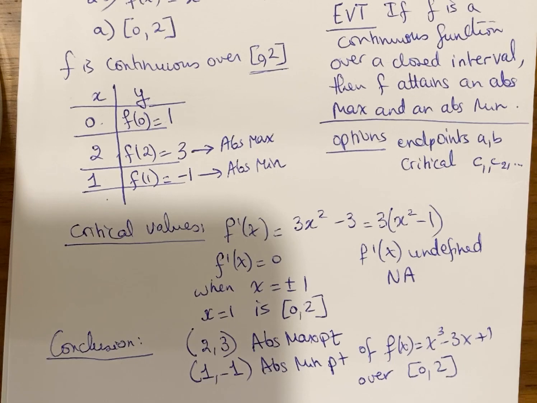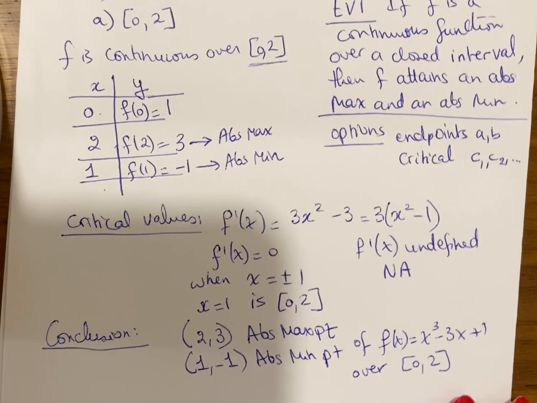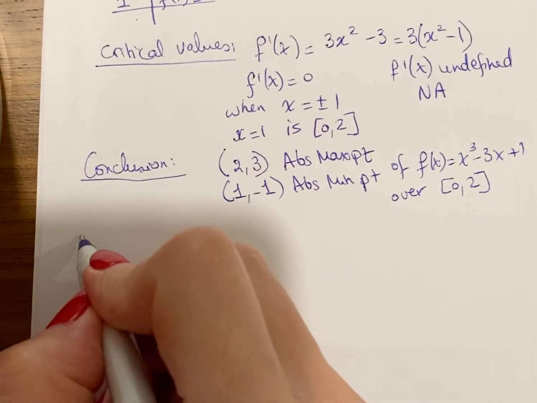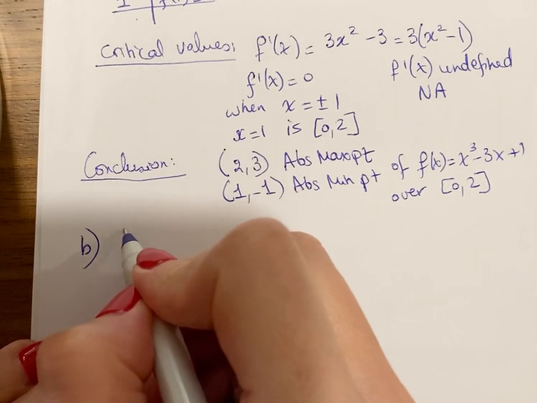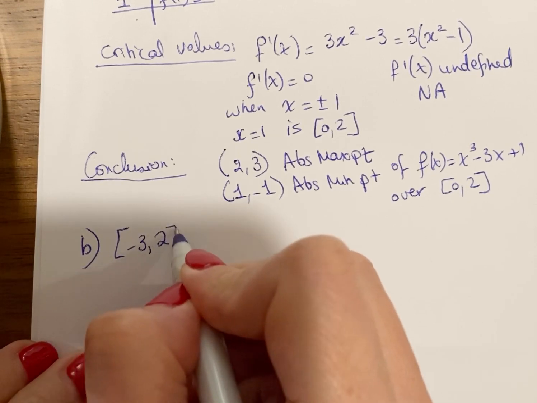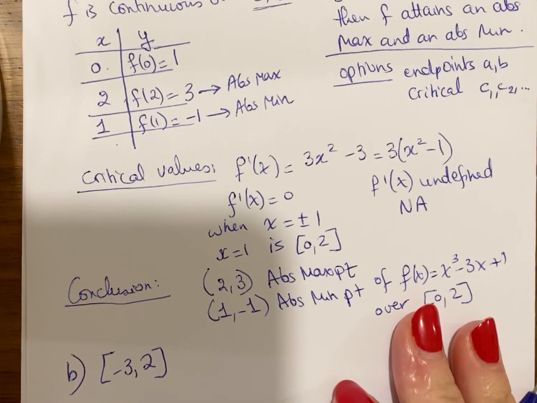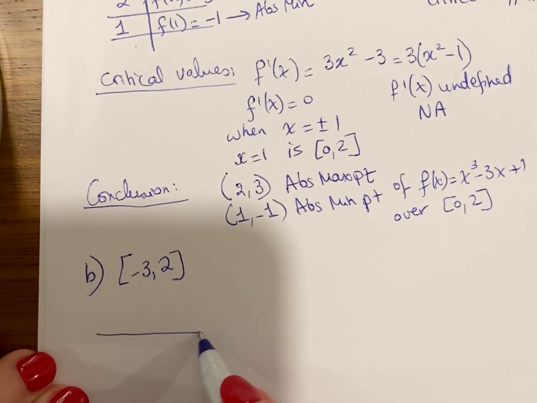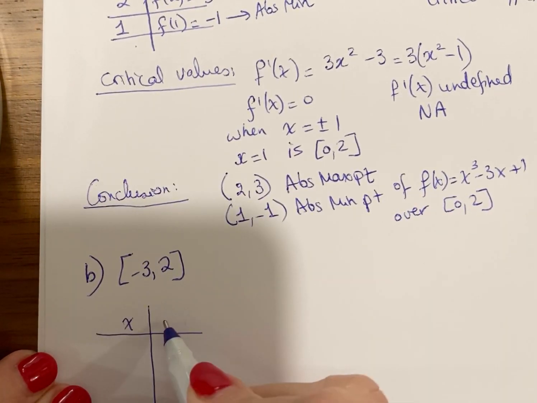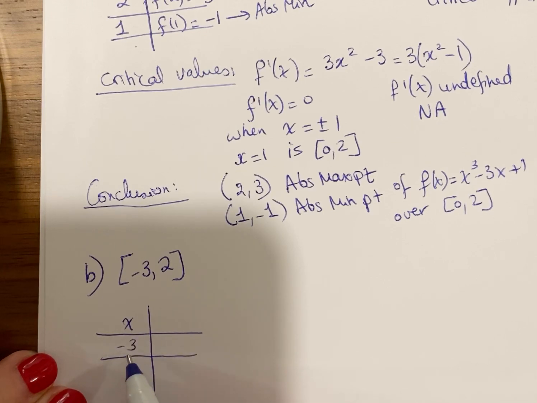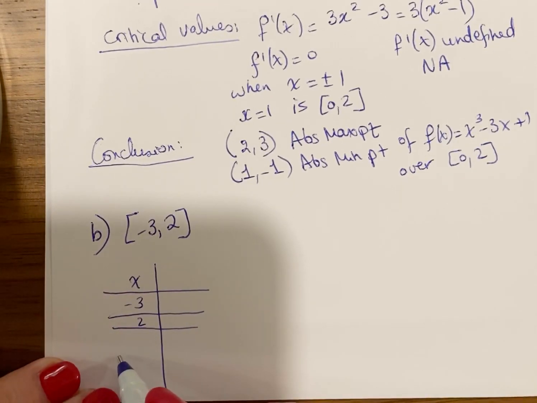All right? Now, in the same example, if you notice, in part B, they change only the interval. The function stays the same. So in part B, they change the interval into from minus 3 to 2. What does that change from the previous work that we have done? The options change. What are the x values now that are our options? Minus 3 and 2, because they are endpoints. And what else? The critical numbers.